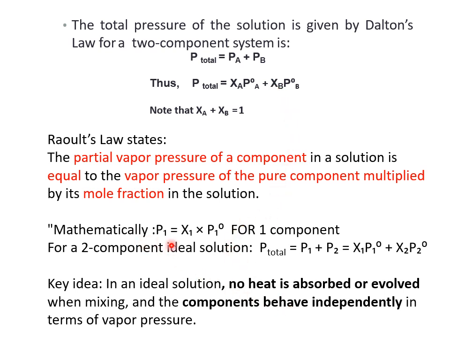Mathematically we can say that P1 is equal to X1 P1 naught for one component, or PA is equal to XA P naught A for component A. While for the total, if you have two components or three components, we just add up everything, with the mole fractions and the pressures. In an ideal solution, normally no heat is absorbed or evolved when mixing. The components behave independently in terms of vapor pressure.